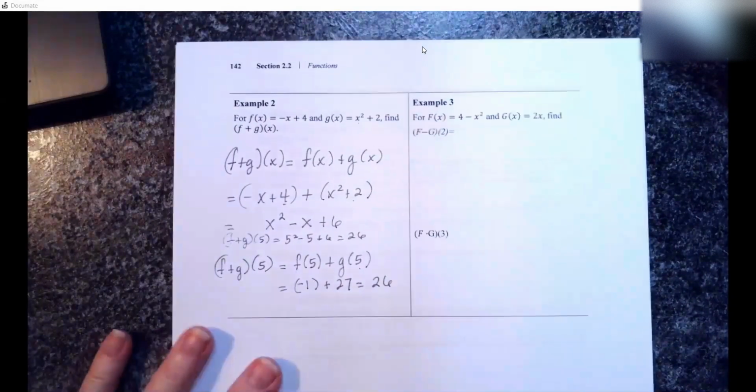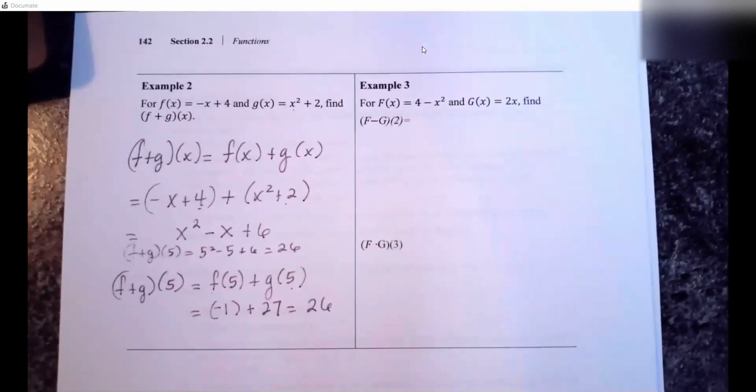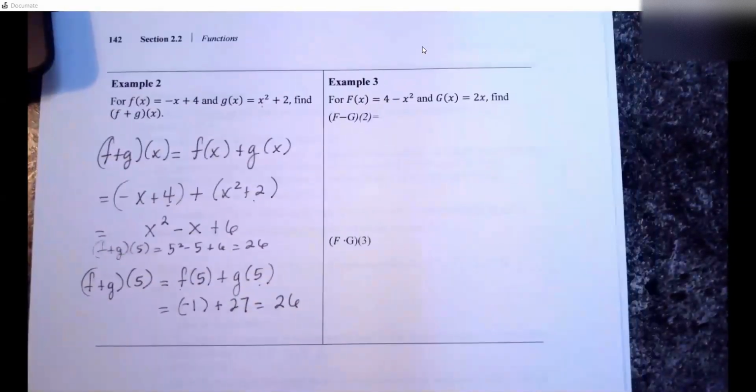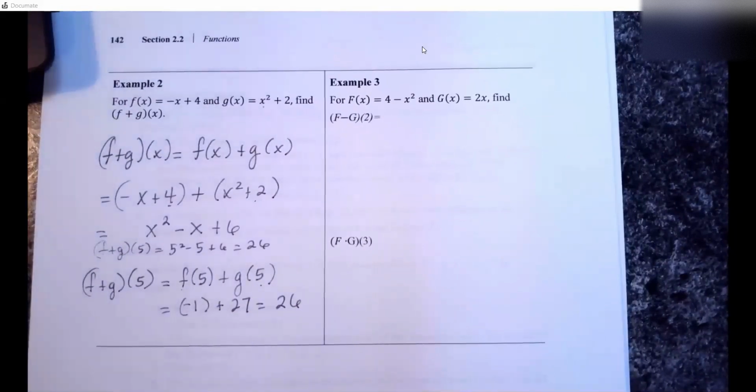So I want you guys to try just a couple more examples. I'm going to try to make this a little bit bigger there. Sorry. Okay, so I want you guys to try example 3 on your paper, and let's see what we get.